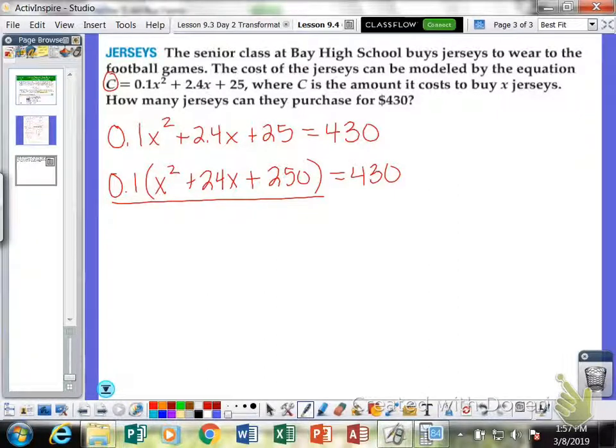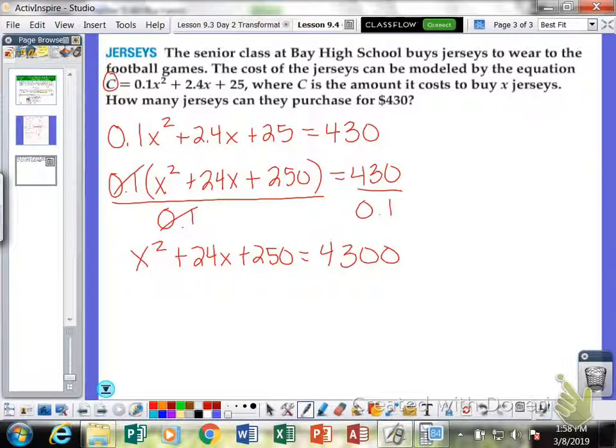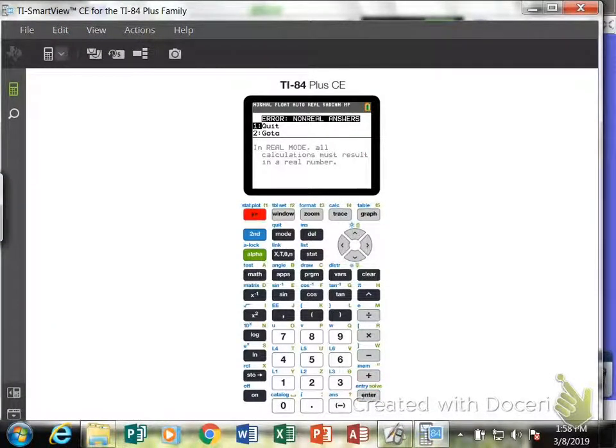I'm just using my algebra skills here, solving equations. I want to divide both sides by 0.1, so get rid of that. So now I have x squared plus 24x plus 250 equals 430 divided by 0.1, which is 4,300. Now, if you want, we could go into y equals and clear what we have in the y equals.